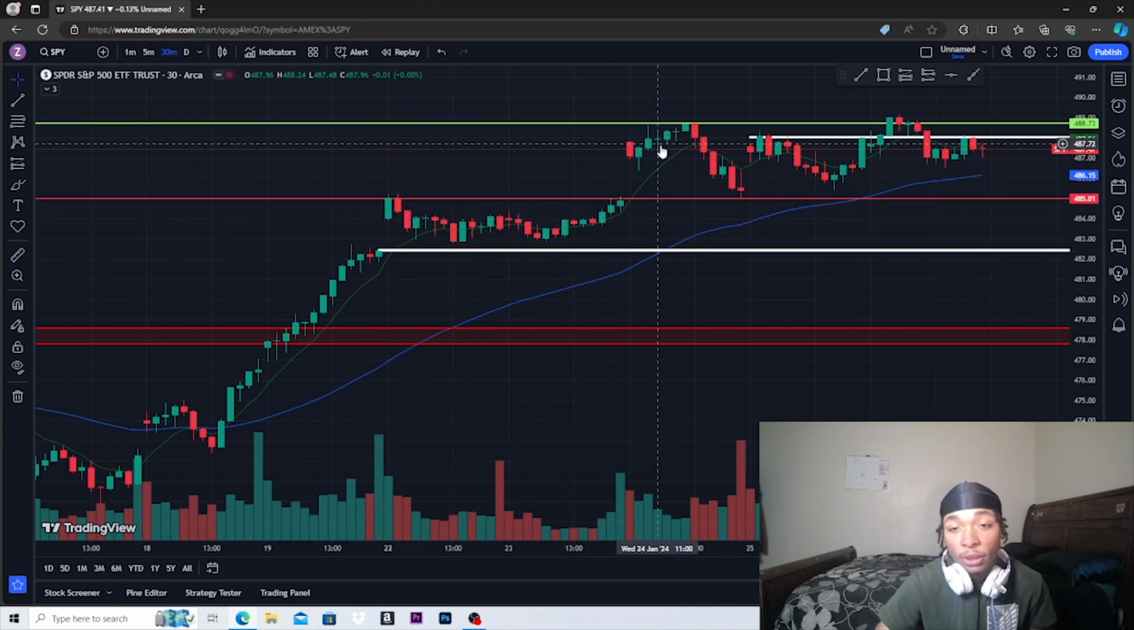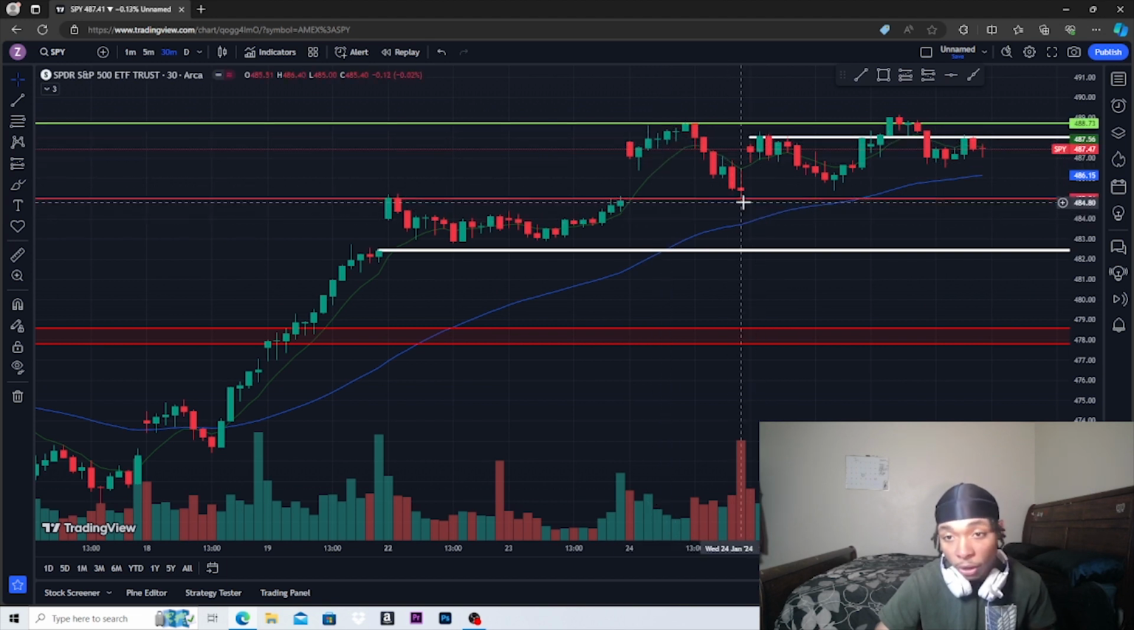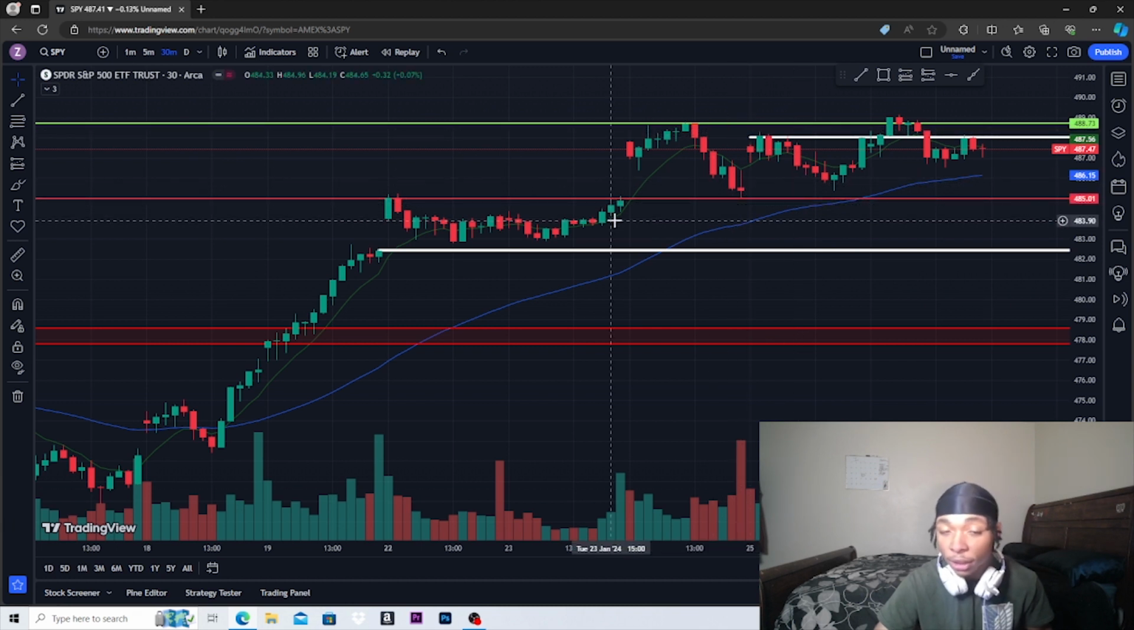Once it broke the resistance, it gapped up from the previous day. It broke the resistance, right? And that resistance became support. So every time the price came back to this area, it came back up, because once a resistance level breaks, it becomes support. So once it broke this level, it became support.